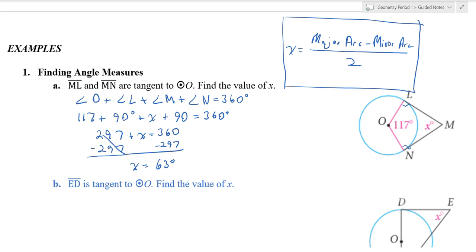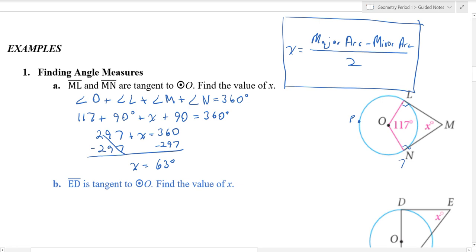Unique. So the major arc, if you remember, is an arc whose central angle is greater than 180 but less than 360 degrees. We have such an arc over here that goes from L all the way to N. I also mentioned that a major arc usually has 3 points. So for the sake of illustration, I'm going to put a point here and call it point P. So that's our major arc.